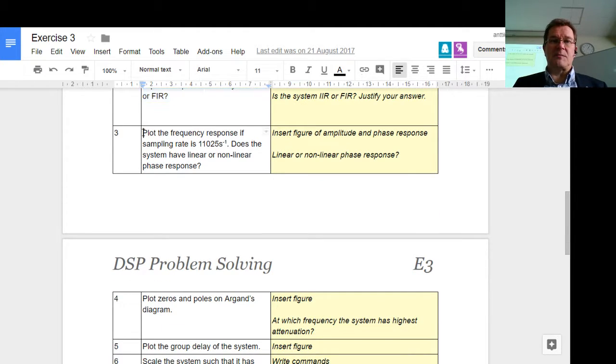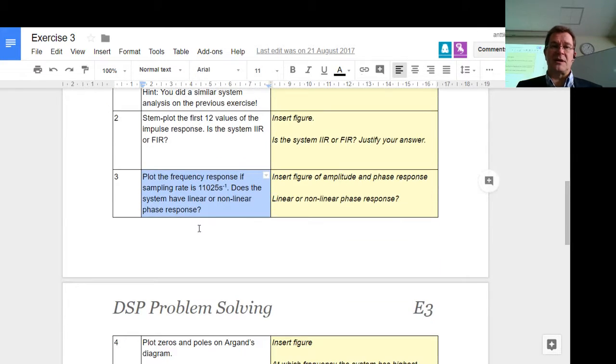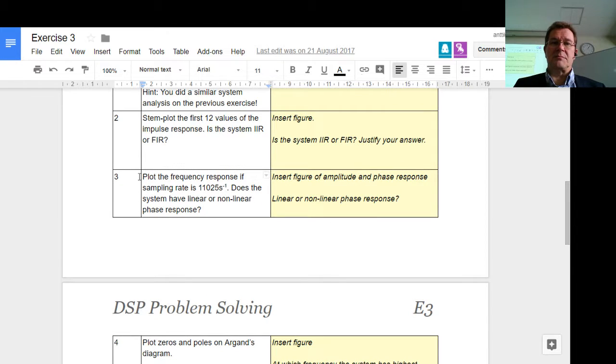Then next one, set up the sampling rate for the system. So this is just a block diagram with no information about what is sampling rate. Here you set up the sampling rate, and then basically plot the frequency response, which always has the amplitude response and also the phase response. And basically from those pictures, you should be able to say if this has linear or non-linear phase response.